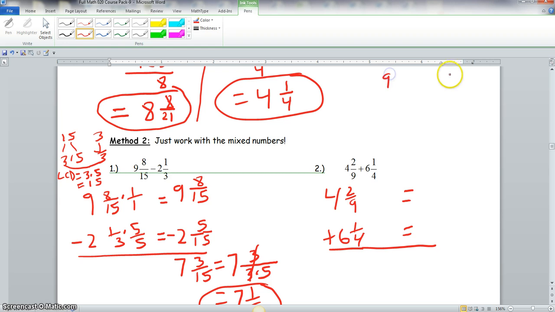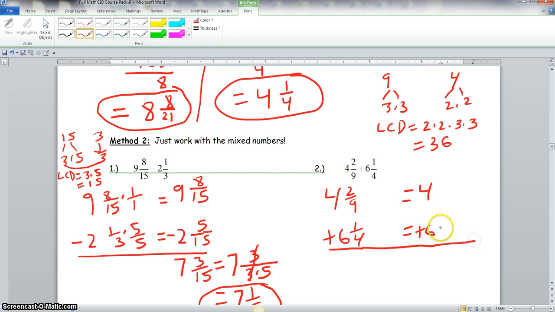So we do the prime factorization of 9, prime factorization of 4. 9 breaks down to 3 and 3, and 4 breaks down to 2 and 2. So our LCD, since none of them matches up, is 2 2's and 2 3's. So our LCD is 36. So we'll bring over our whole numbers, which is 4 and 6, and our common denominator will be 36. So we'll say 36 divided by 4 is 9. Multiply the numerator and denominator by 9.